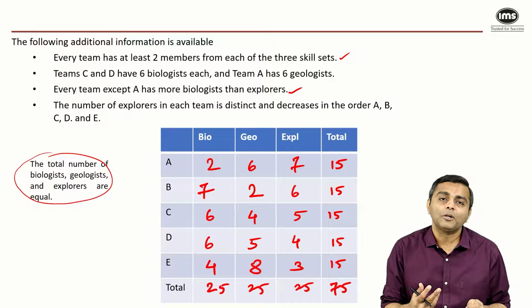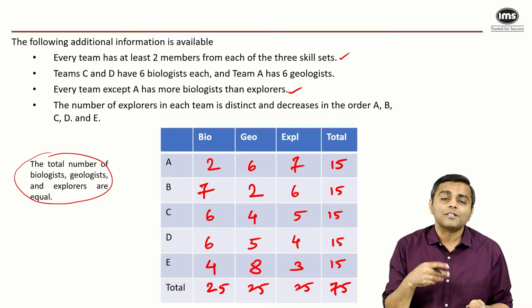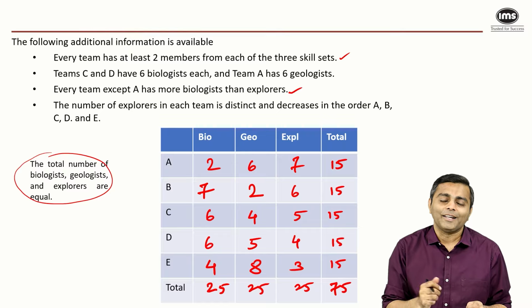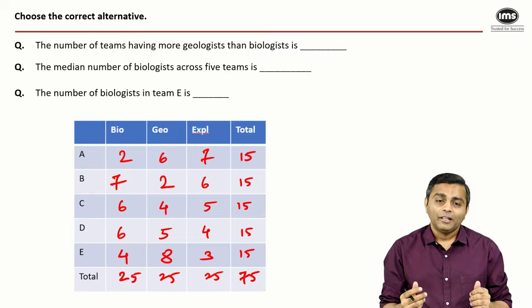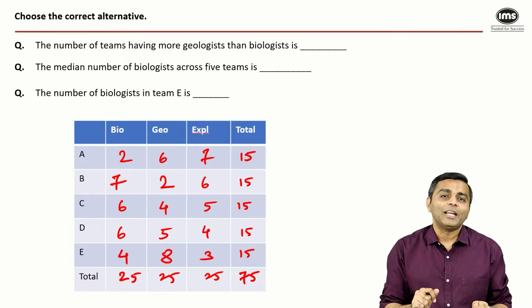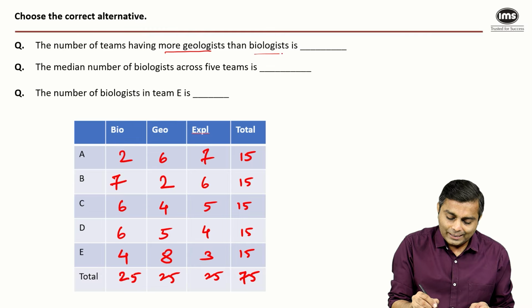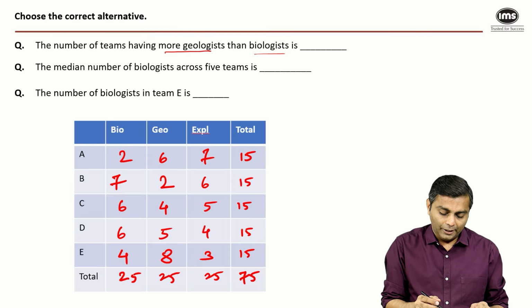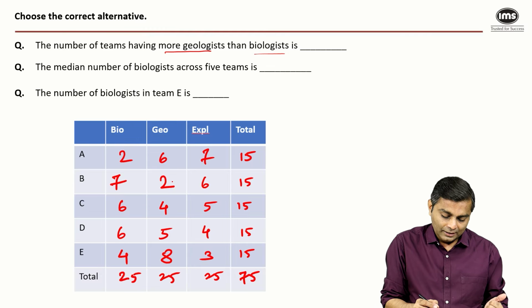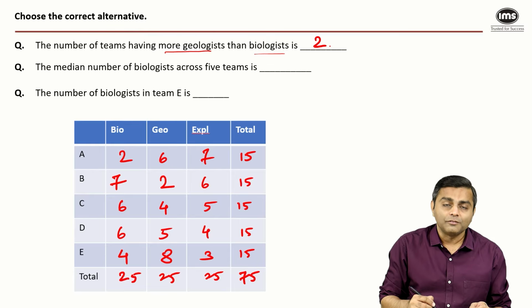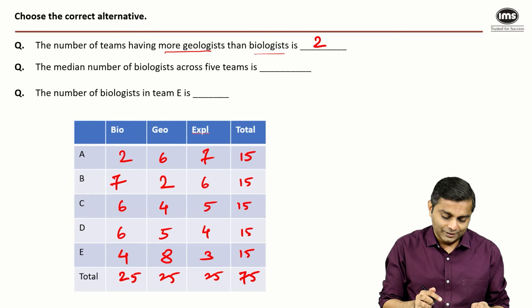I think now we'll be able to answer 3 questions based on this set very, very quickly. So I've just brought the table ahead, what we just solved, and now we have the 3 questions in front of us. Number of teams having more geologists than biologists. More geo than bio. So A definitely has that. Not B, not C, not D, but E. Yes. So there are 2 teams who have more geologists than biologists.